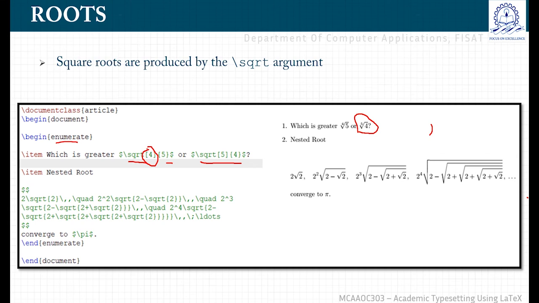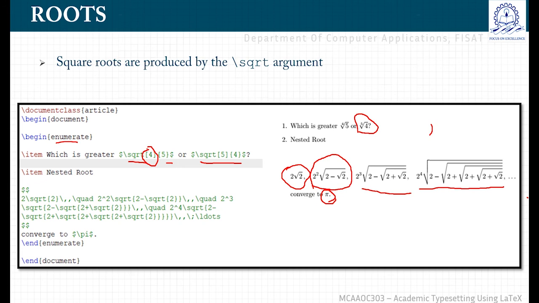See another example, 2 root 2, and 2 square root of 2 minus root 2. These are complicated examples. Let us see the source first. 2 square root 2, so this one is the symbol. To display the required space between different elements, I am using the backslash quad statement. Then 2, backslash sqrt 2 minus backslash sqrt 2 will give you this particular component. Like that, other elements are displayed. See this, converges to pi. How is pi displayed here?